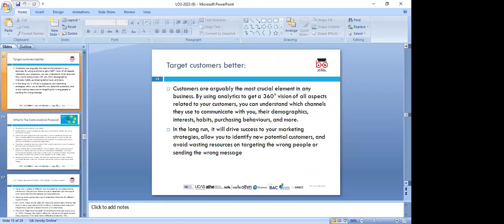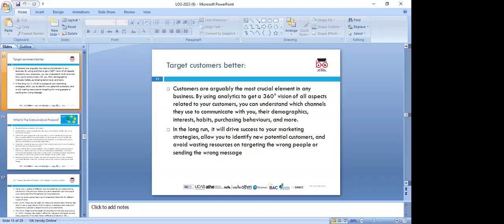Customers are arguably the most crucial element in the business. By using what we call 360 analytics, a vision of all aspects related to customers, you can understand what channels they use to communicate with you, their demographics, interests, habits, and purchasing behaviors, and more. So 360 analytics is where you are able to tell how customers see things, what goes into their thinking, what their habits are, their purchasing power and purchasing behavior. It tells you all those. It's another technique in use.